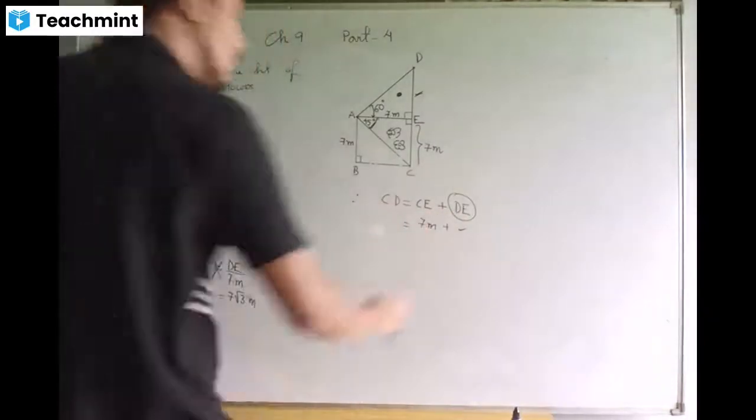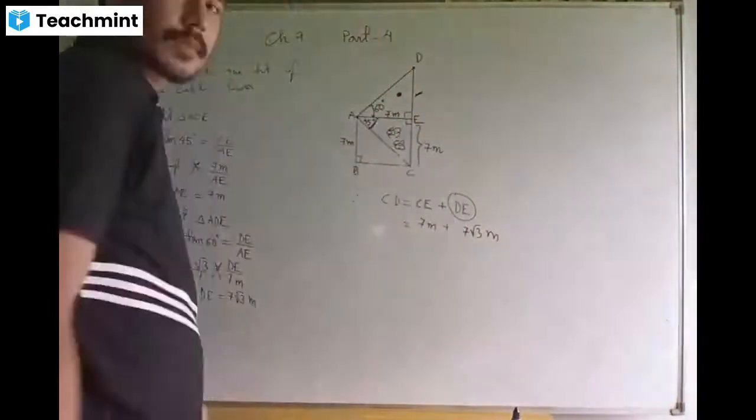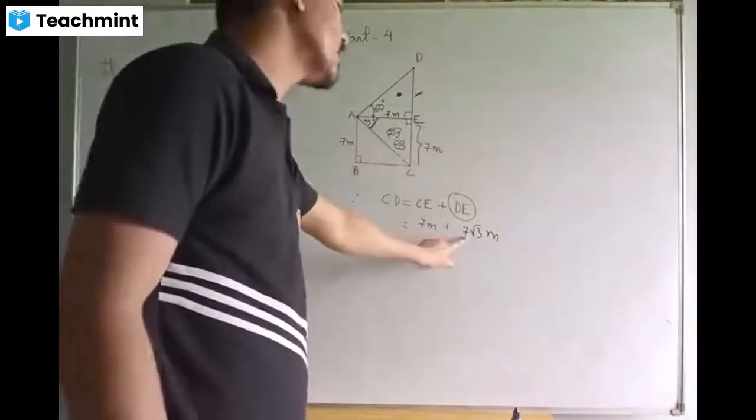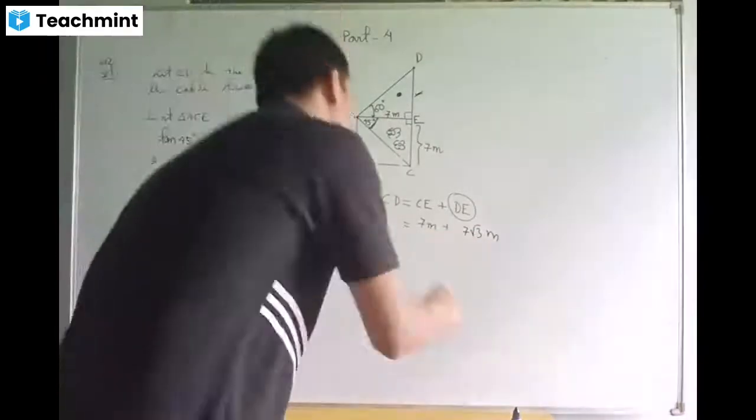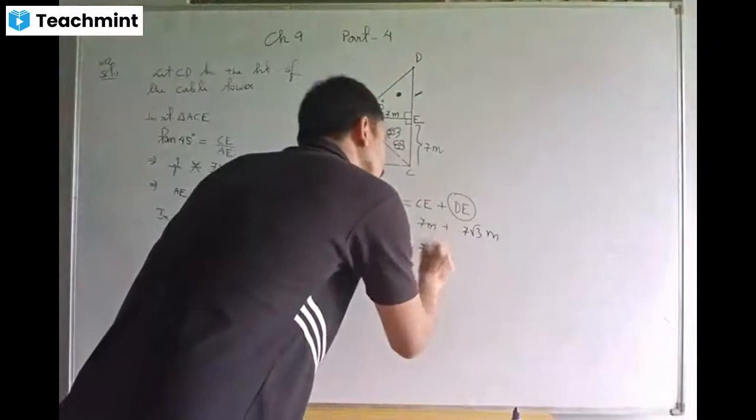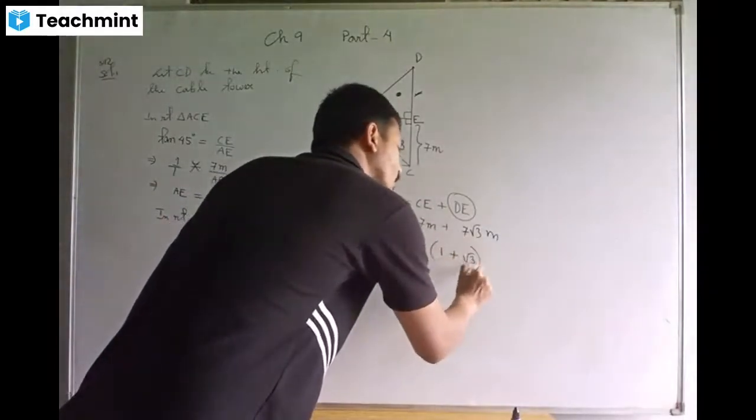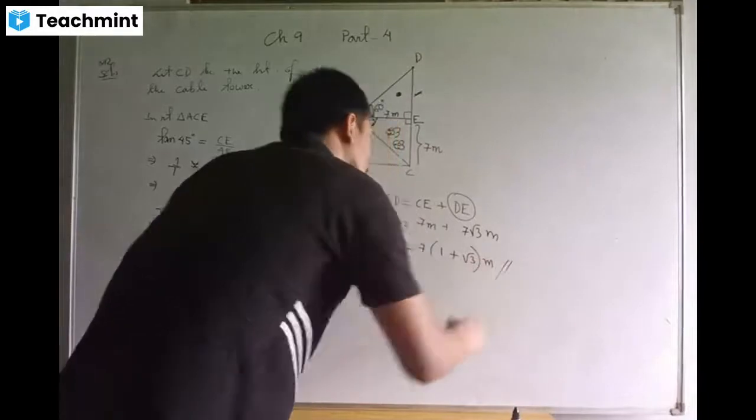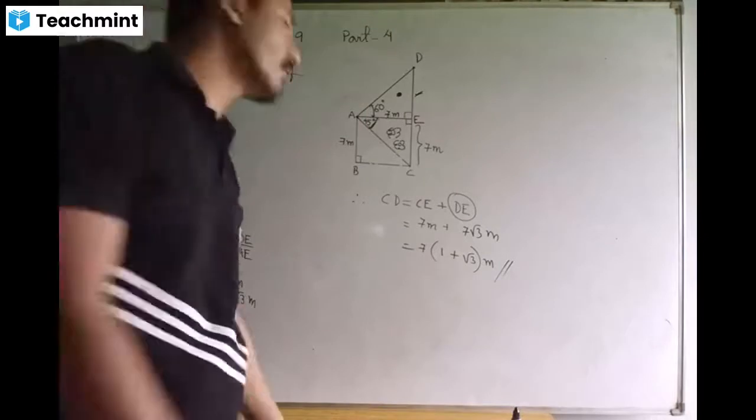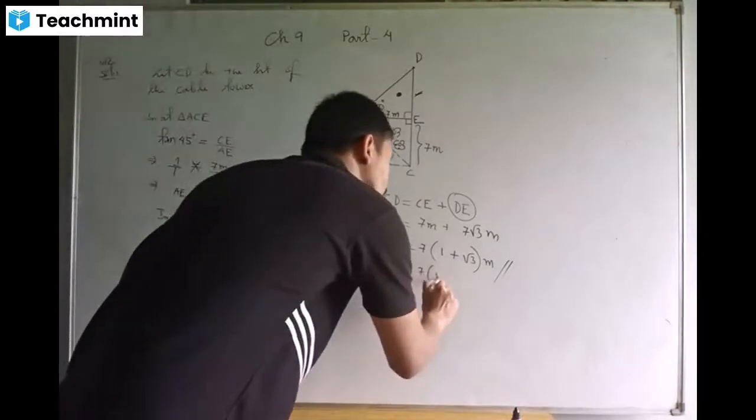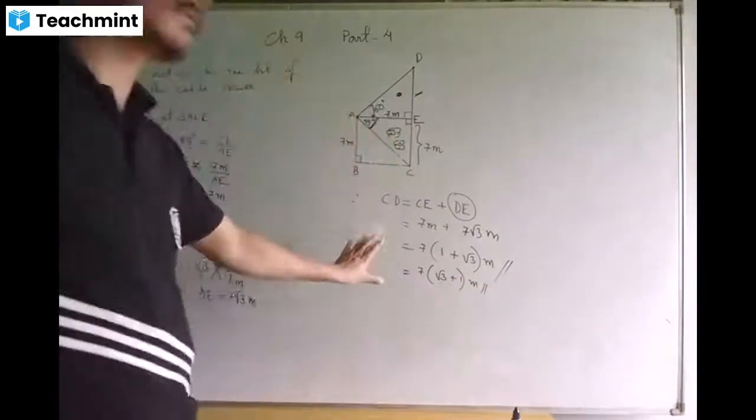CE is 7 meters, DE is 7 square root of 3 meters. We cannot add them because the 7 contains square root of 3. This is rational, this is irrational. We cannot add them, but we can take 7 common. Taking 7 common, we have 1 over here and square root of 3 over here. So the height of the cable tower is 7 times (square root of 3 plus 1). That's the height of the cable tower.